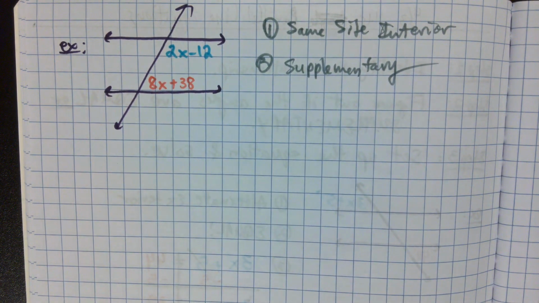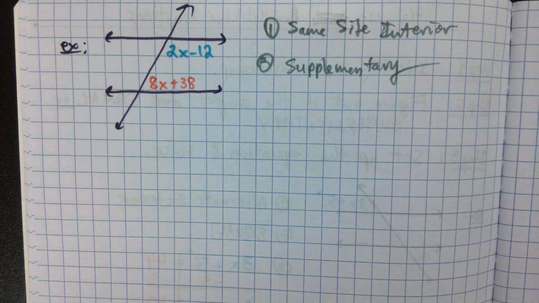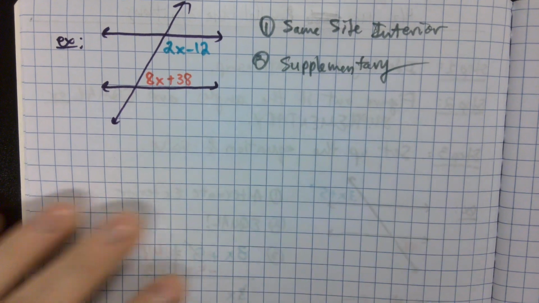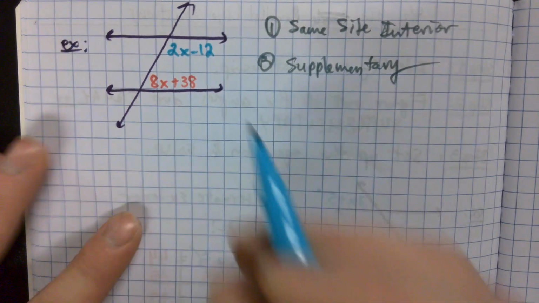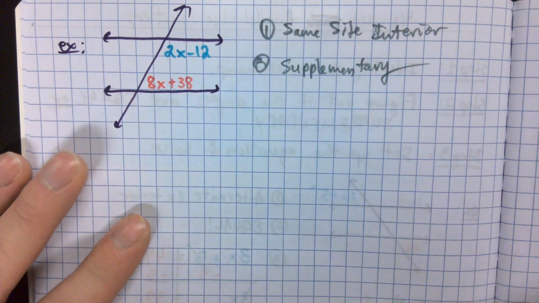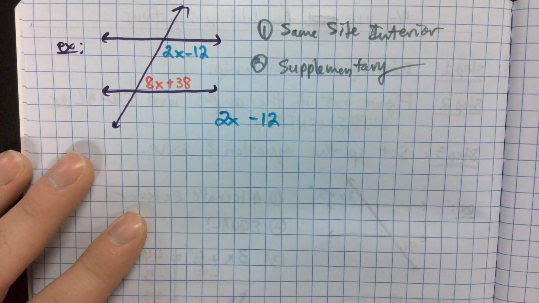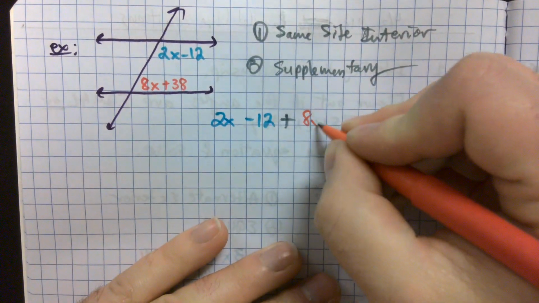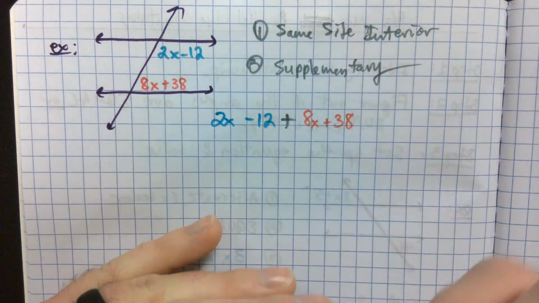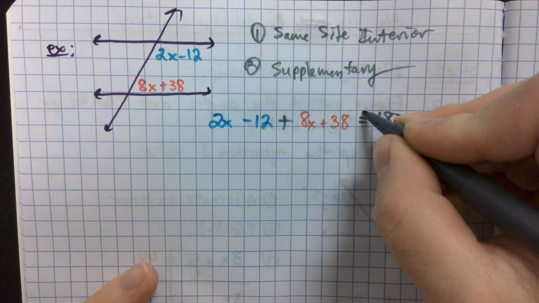So are we just going to set the blue one equal to the red one? No. What are we going to do instead? We're going to combine what? Yeah, we're going to combine them, right? Which just means add 2x minus 12 plus 8x plus 38 equals 180.